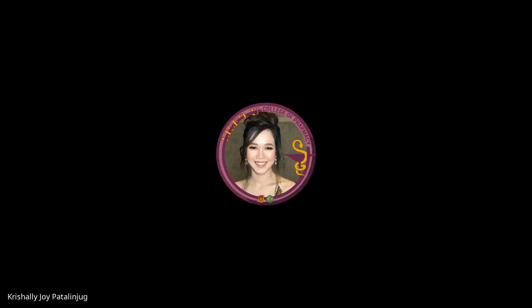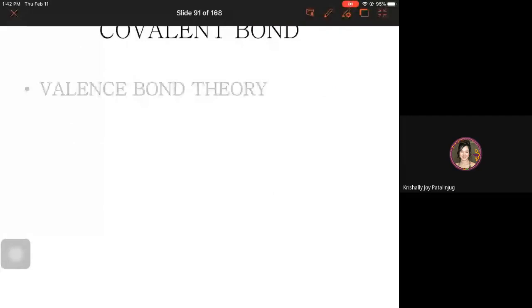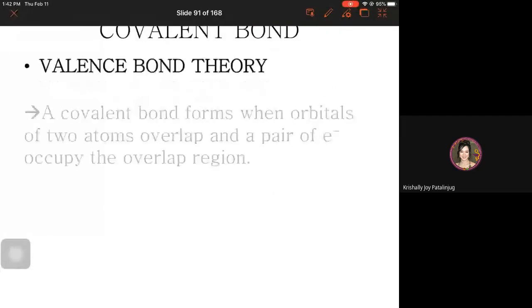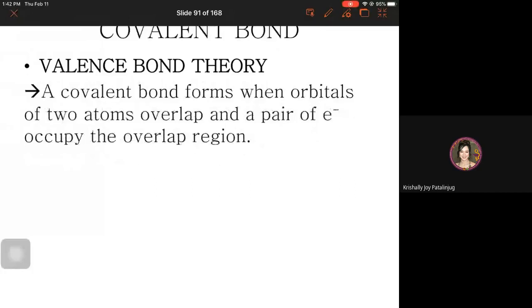When orbitals of two atoms overlap, in that overlapping region a pair of electrons will occupy. So that is the valence bond theory.